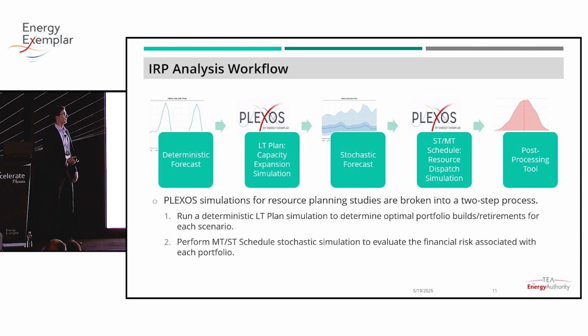And then we take that optimized portfolio from the LT plan, we place it back into our Plexos model, and we run an ST, an MT, and a PASA simulation in order to determine not just the financial impacts, running an hourly simulation for each of these different portfolios that we've created using the LT plan, but also what's the risk associated with those different resource mixes for a utility. And then our last step is post-processing the results, similar to what we saw for the midterm analysis.